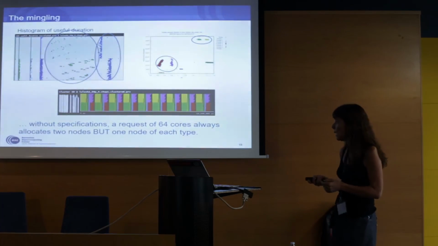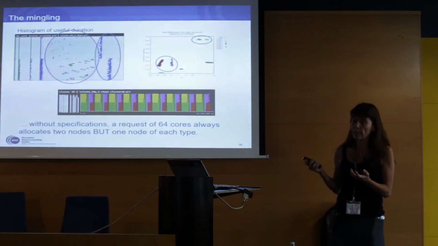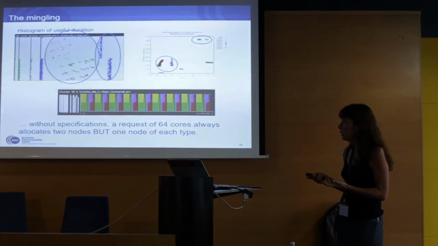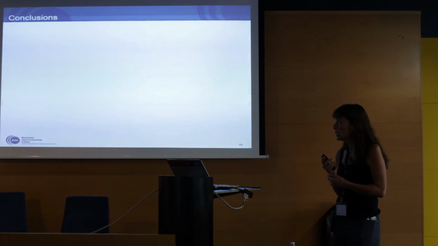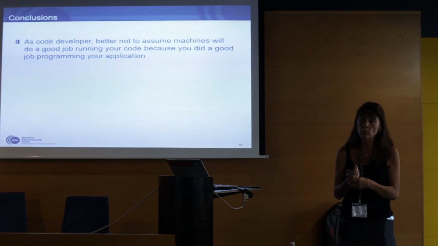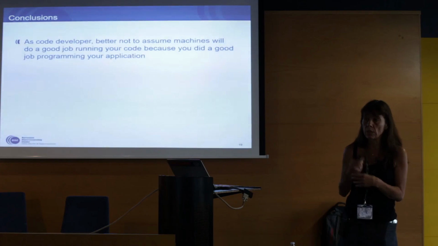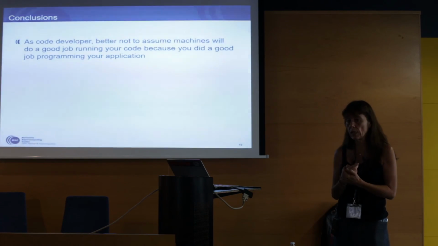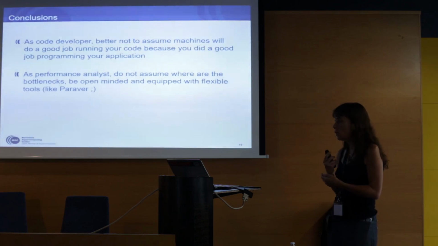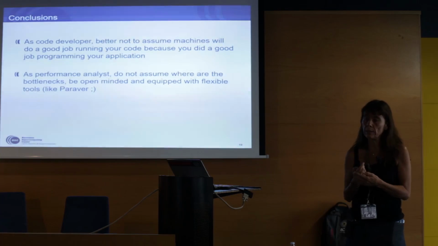So that was my last scenario. So the idea is I have tried to explain how different machines with the same code behave differently. My conclusions for this talk, basically, if you are a programmer, is, well, do not assume machines will do a good job with your applications, even if you have been working hard to have a good application that may perform perfectly. If you want to analyze the code, you have to be flexible.